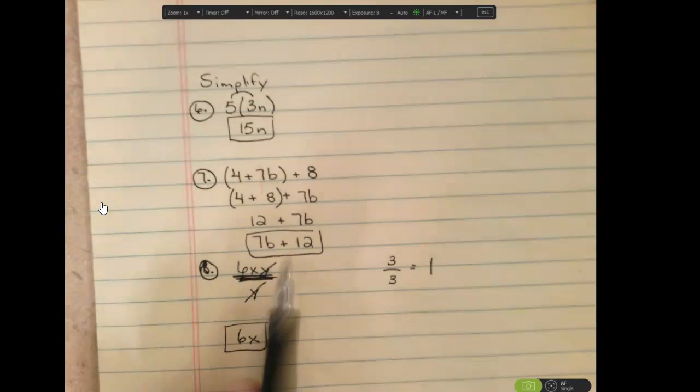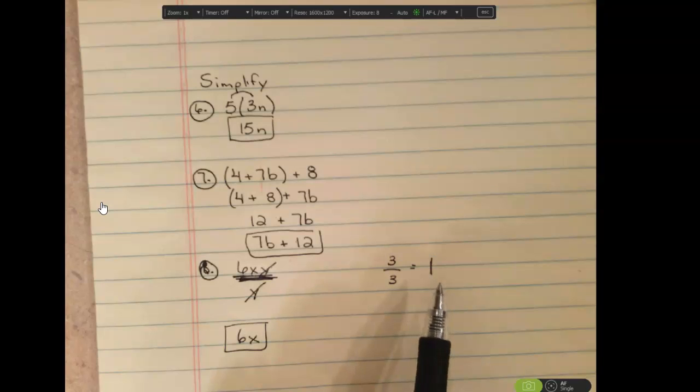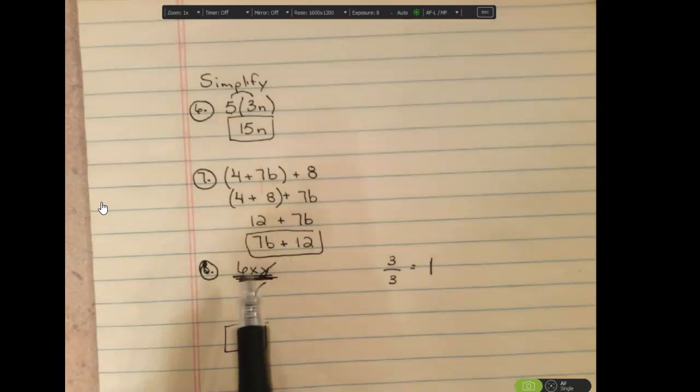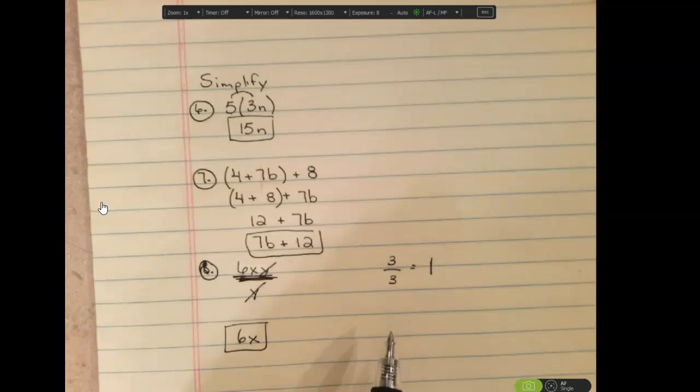The reason, guys, these cancel out is for the same reason that 3 divided by 3 equals 1. I could rewrite this as 6 times x times 1, but it's kind of redundant because 6 times x times 1 is 6x. So there you have it. There's your final answer. So anytime you have a variable over a variable, those can cancel each other out, and you're just left with whatever's left over. So this time it just happens to be the numerator as 6x.